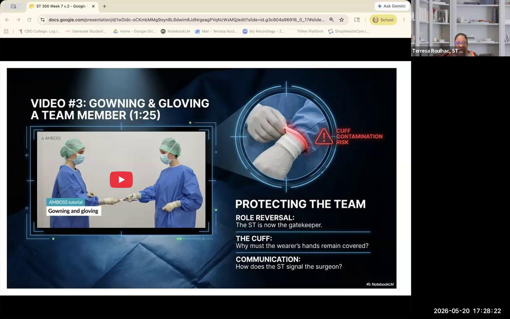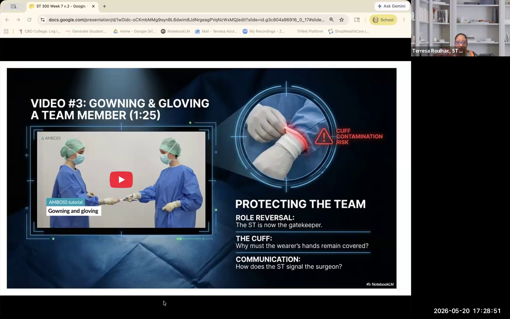Okay. Now, if the surgeon reaches prematurely during gowning, keep in mind, we as a CST, in this instance, control the pace. We have verbal cues. We have controlled movement, and there are clear instructions because we are the subject matter expert when it comes to sterility.